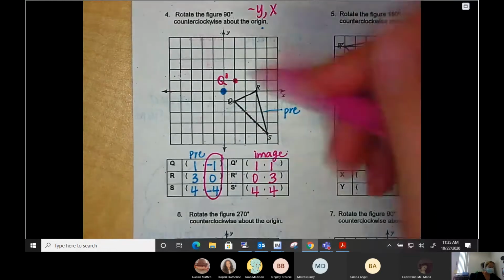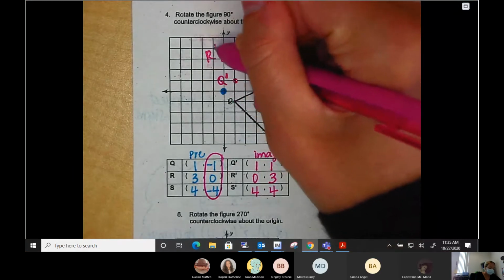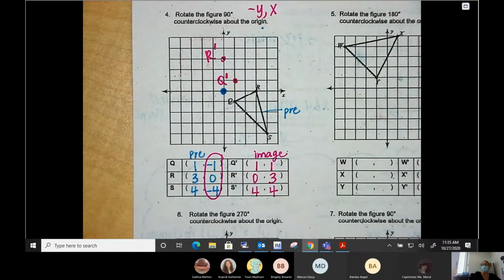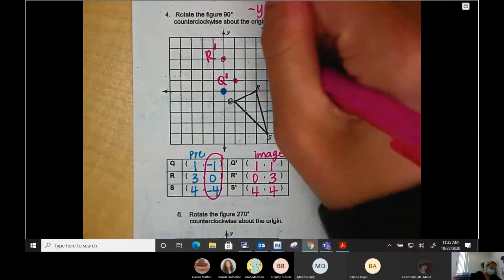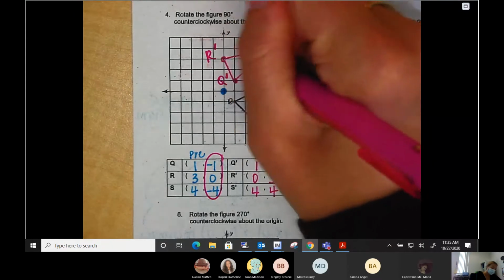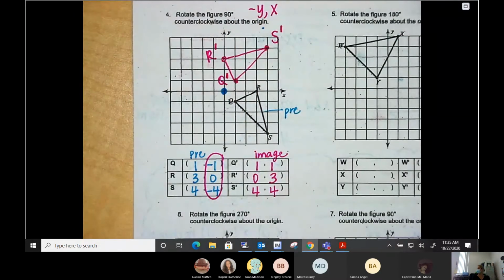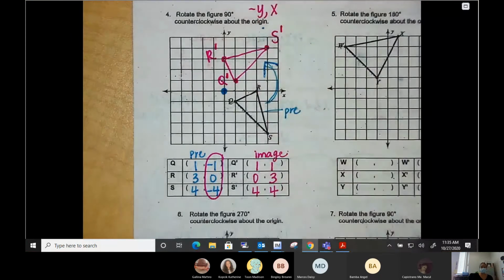R prime is 0, 3. That means you don't go left or right, but you go up 3. And the last one, S prime 4, 4 means you go to the right 4 and up 4. And connect your points, and it should look like the exact same shape, just turned. So I rotated my figure 90 degrees to the left. So if you do your coordinates first, graph second, your life's going to be way easier.